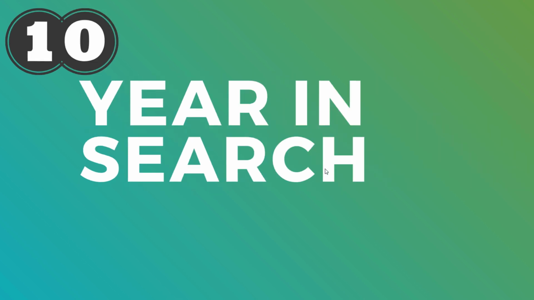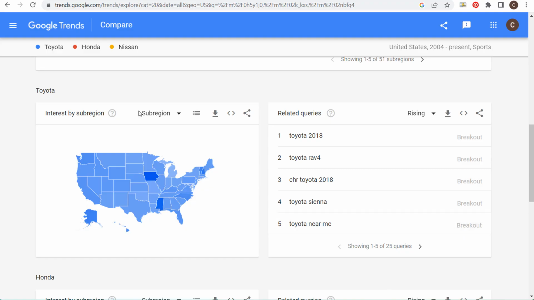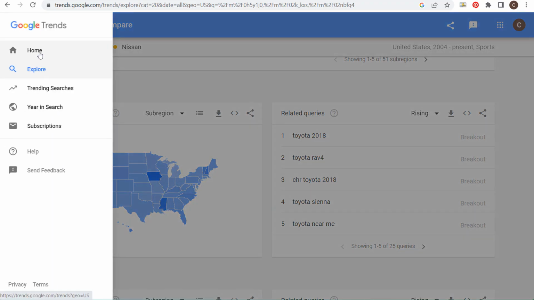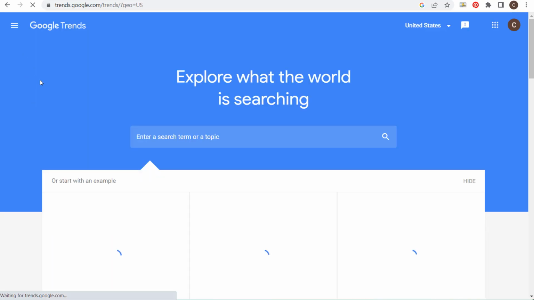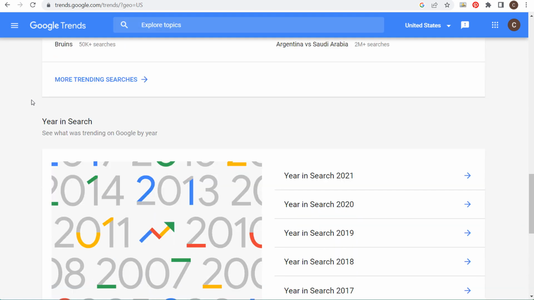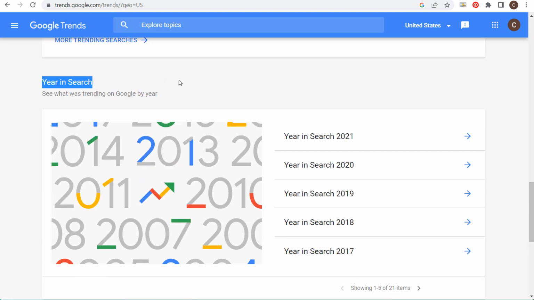Now number 10, year in search. So this is going to be the last thing I'm going to go through, but click over here. We come back home. They actually have it over here on the left-hand side too, but if we come home, we scroll all the way to the bottom, you're going to see year in search. See what was trending on Google by year.